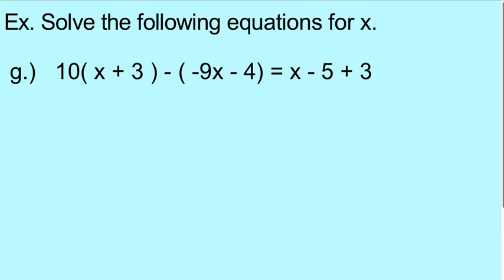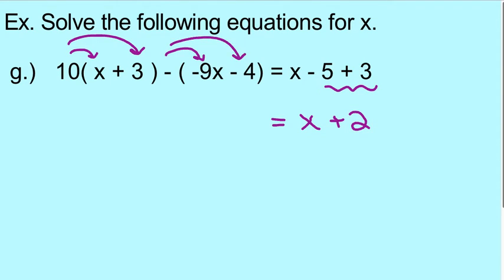All right, this one I'm going to go a little faster with. I'm going to combine these two terms together. Negative 5 plus 3 is 2. And I'm going to distribute the 10. I'm going to distribute the negative 1. So we're getting rid of those parentheses. So 10 times x is 10x. 10 times 3 is 30. Then distributing the negative through, we get 9x positive 4.